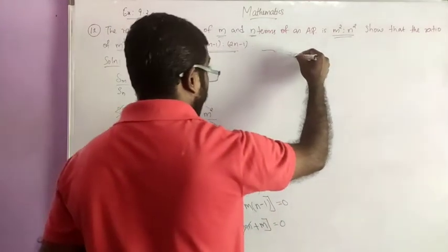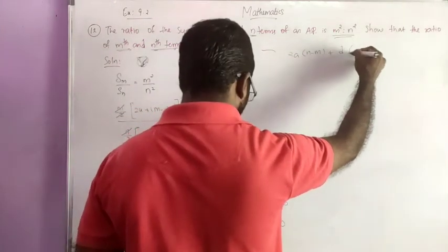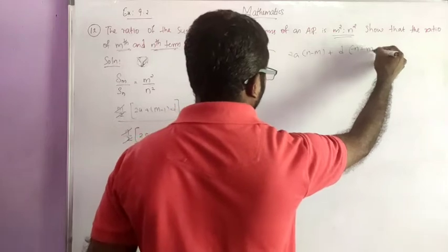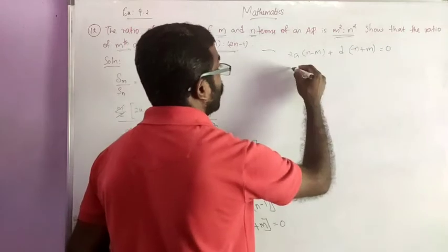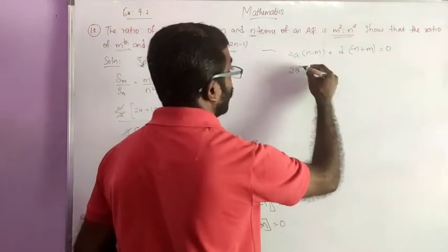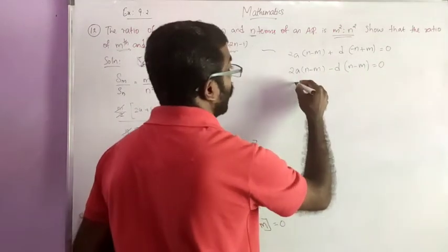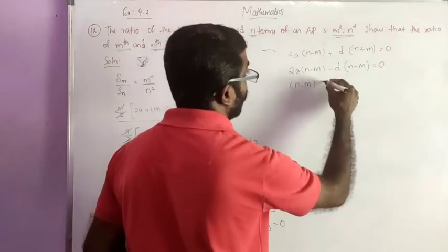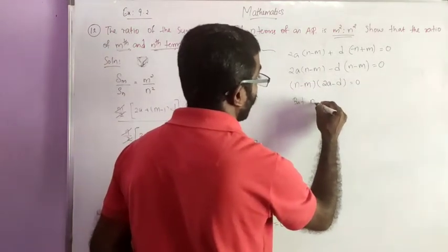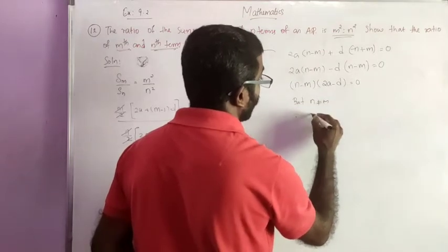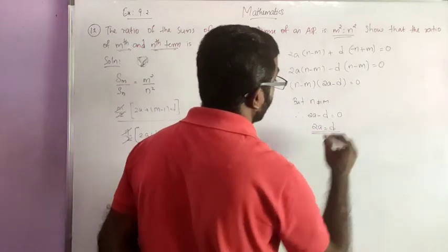So we get 2a into n minus m, then plus d into minus n plus m, which is equal to 0. Here we can take one minus out. So 2a into n minus m, then minus d into n minus m, which is equal to 0. Now n minus m is common. So n minus m into 2a minus d equal to 0, but n not equal to m, therefore 2a minus d equal to 0, or 2a is equal to d.